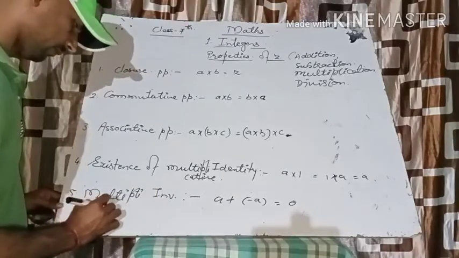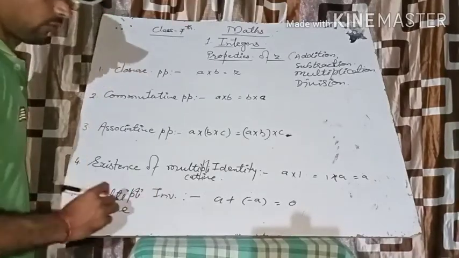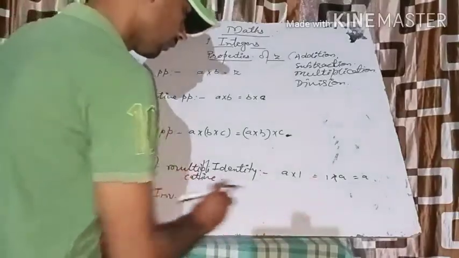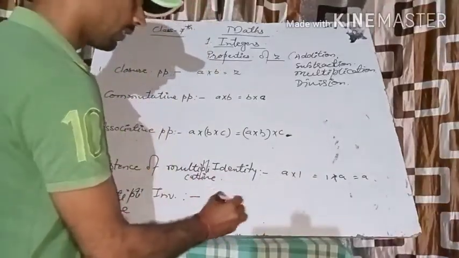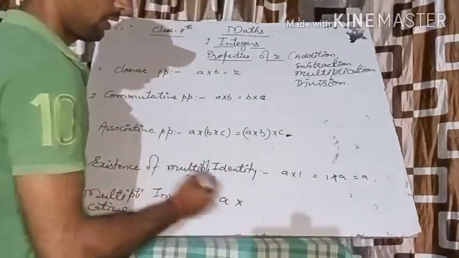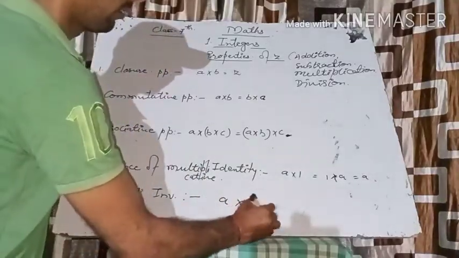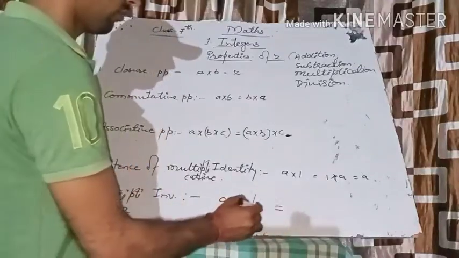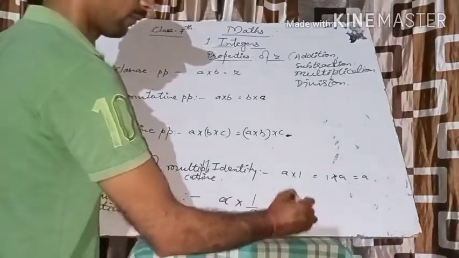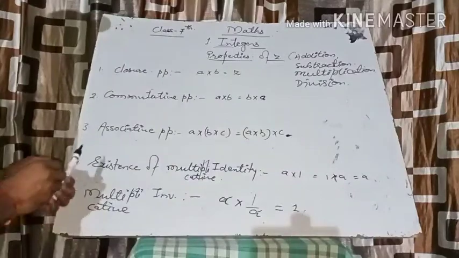Next is multiplicative inverse. If we have an integer a and we multiply it by its inverse, 1 upon a, then the result is always 1.